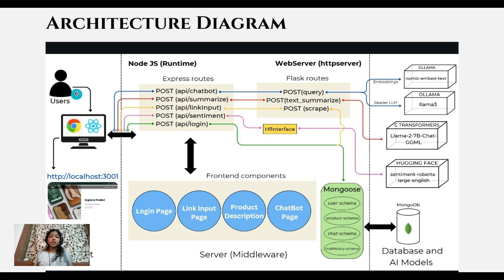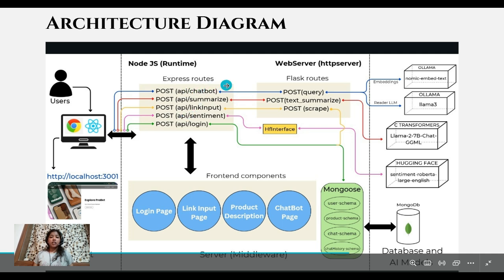Here the user is requesting the server to give the output. Node.js, with the help of Express routes, handles the requests: post request, post API chatbot request, post API summarize. These requests are taken by the middleware, the task is done by the models, and the output is given again to the client side, that is, the front end side.